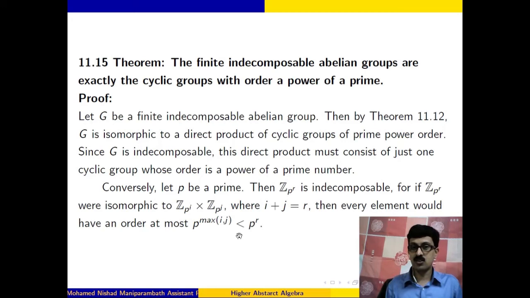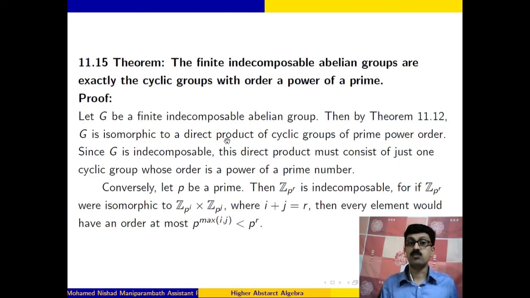So it is evident that we are unable to write Z_{p^r} as isomorphic to Z_{p^i} × Z_{p^j}, where i + j is equal to r, because none of the elements have order p^r. That is why it would not be cyclic, and we are unable to write it like that. Hence, if a finite indecomposable abelian group exists, it should be cyclic, because it is of the form Z_{p^r} with order a power of a prime. Because it is indecomposable, it has only one factor, and that factor cannot be decomposed. That is why it should be of the form Z_{p^r}, a cyclic group. Hence the proof.